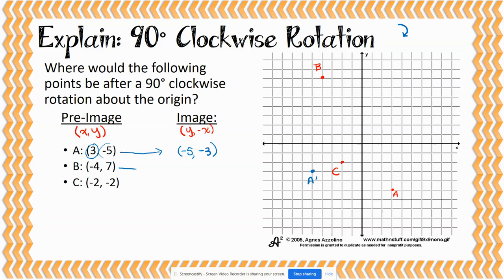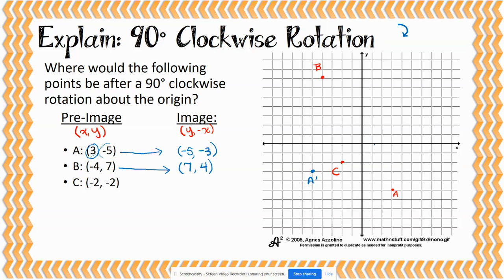Now let's look at B. B was located at (-4, 7), so we know if we rotate it 90 degrees clockwise, it should end up over here in quadrant 1. Our Y value has to flip with X, but it's going to stay the same. Our Y value was 7, so it's going to stay 7, but it's going to end up as the X value. Our X value needs to change to its opposite, so our X value was -4, so now it's going to be +4.